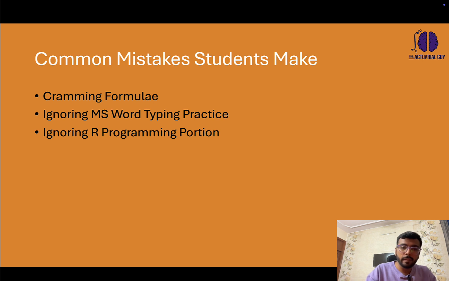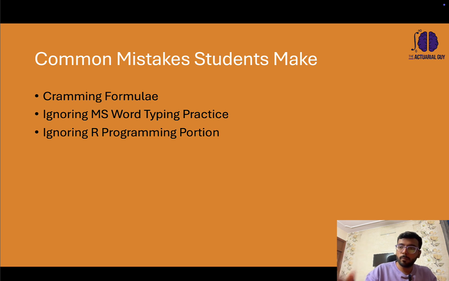The other two mistakes are that they either ignore Microsoft Word typing practice, so they are not able to type in the exam. They are not able to complete their exam paper. That is a major problem with all CS and CM exams. And finally, they ignore the R programming portion. They think that they'll just manage based on Paper A. If you have a bad day on the Paper A exam, then you have nothing to compensate there.